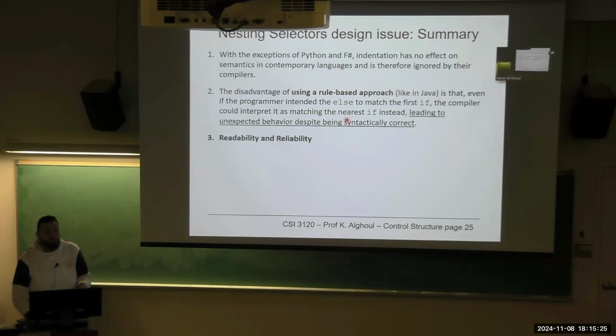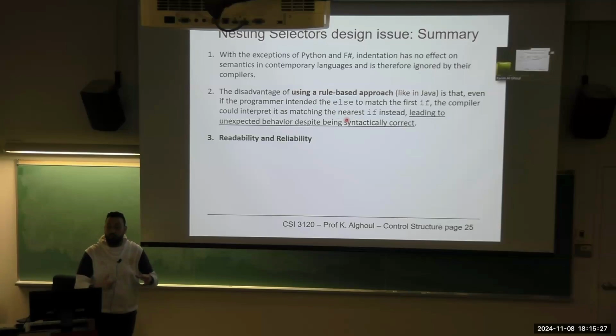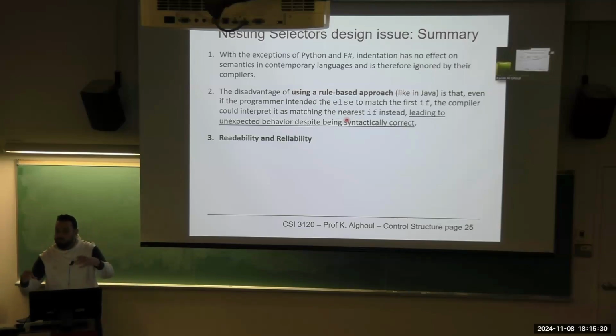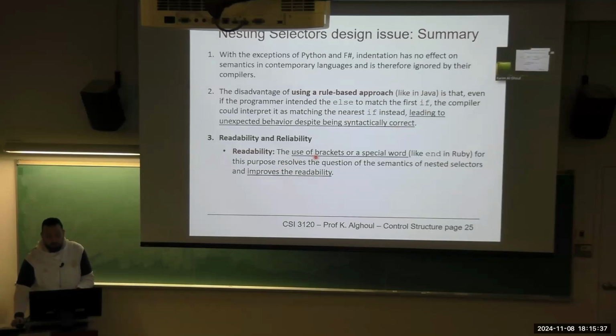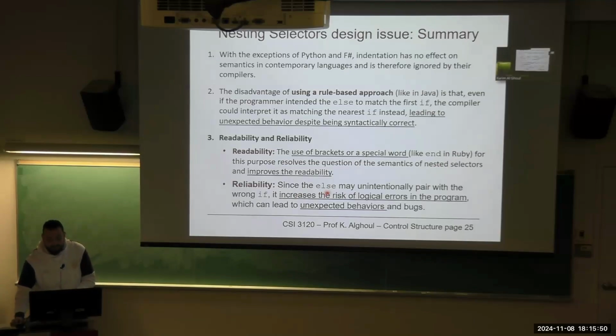Now, readability and reliability can be applied for both, for Python and for the C-based language. Both of them will have a bit of disadvantage or advantage for readability and reliability. When it comes to readability, the use of brackets or a special word like end in Ruby for this purpose resolves the question of the semantic of nested if. So if you have brackets or special words, this is very good. For reliability, since the else may unintentionally pair with the wrong if, it increases the risk of logical errors in the program, which can lead to unexpected behaviors and bugs.